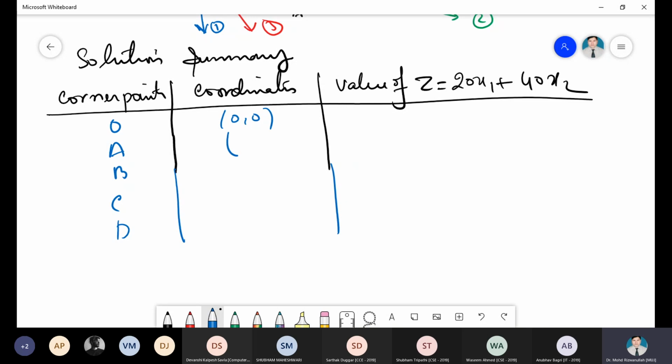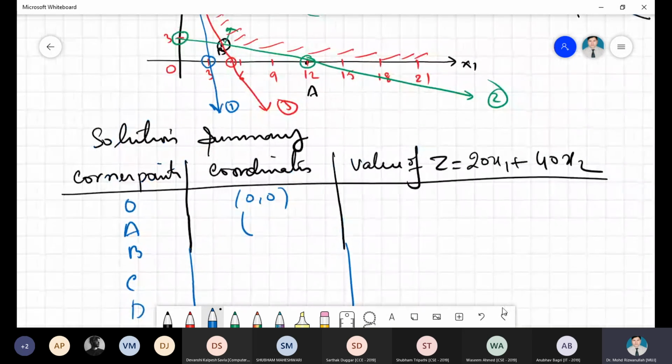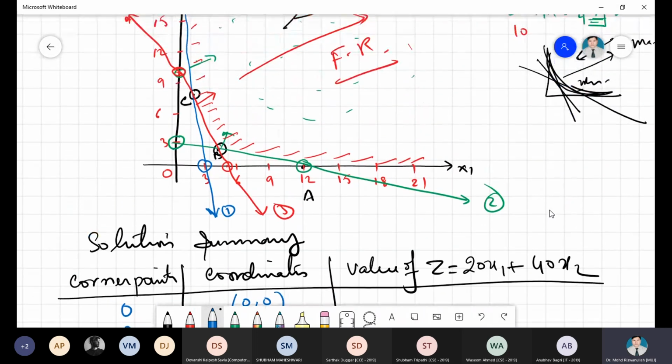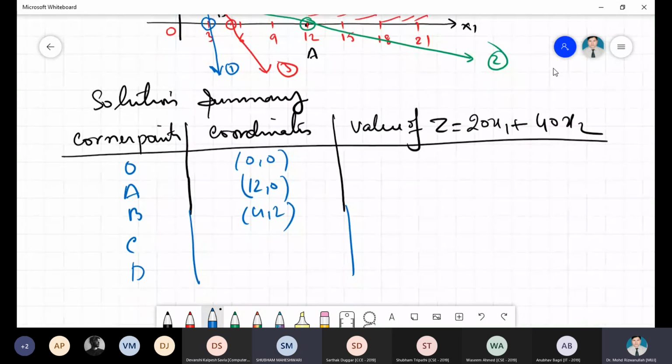What is the corner point of A? Where is corner point A? 12 and 0. Very good. B is what? B is very close to 5 and 4. 4, 2. 4, 2. Okay? What is the C point? 2, 6. 2, 6.